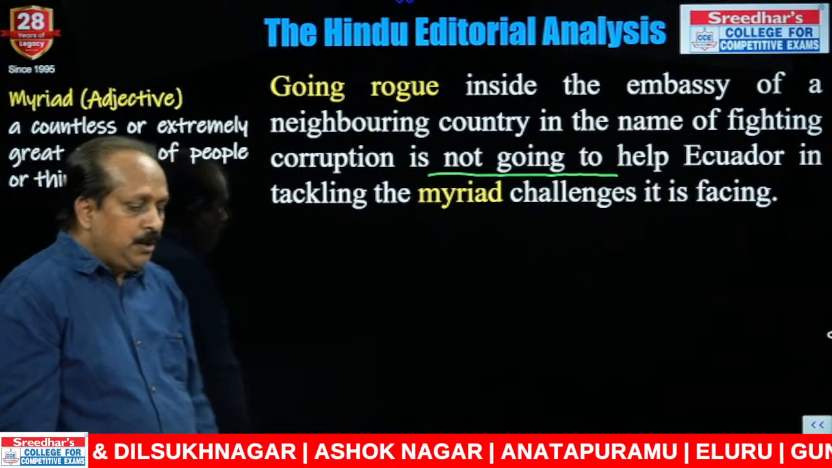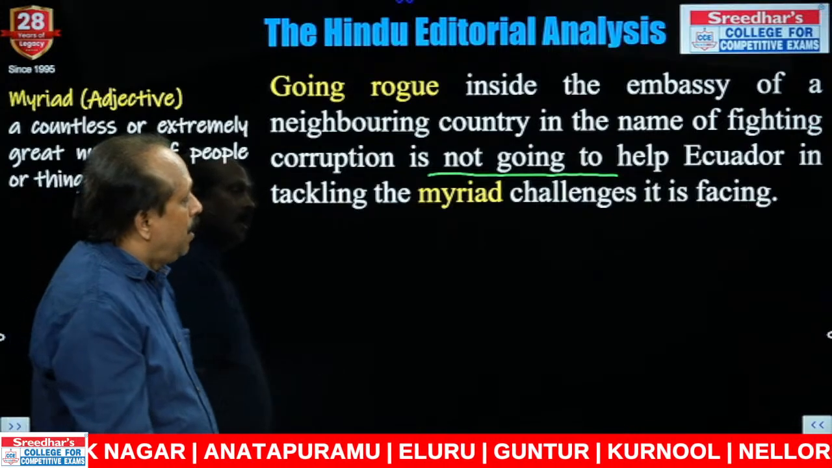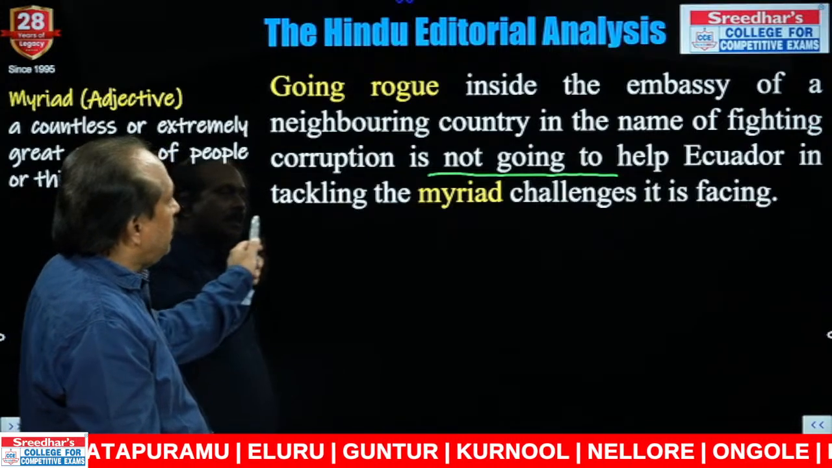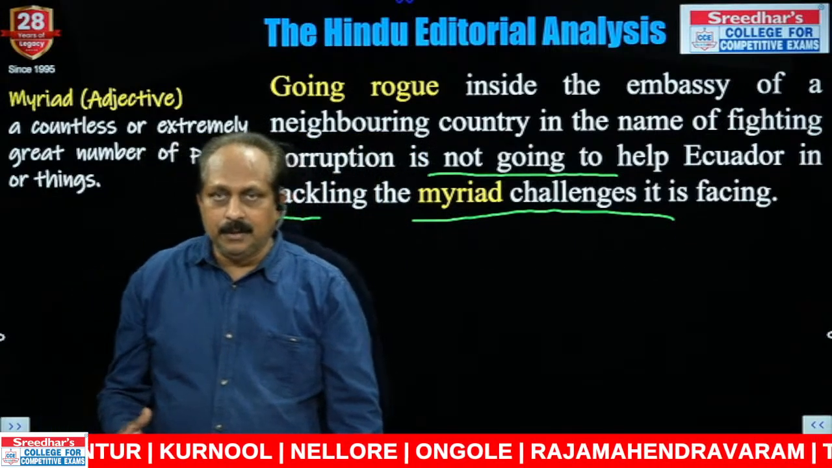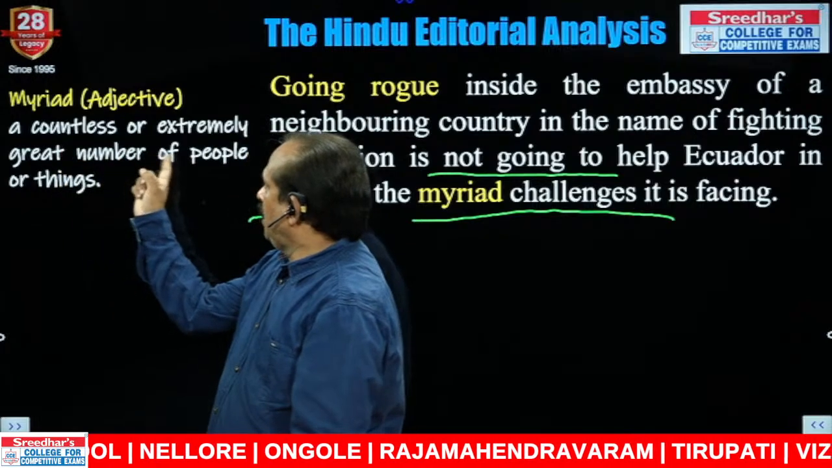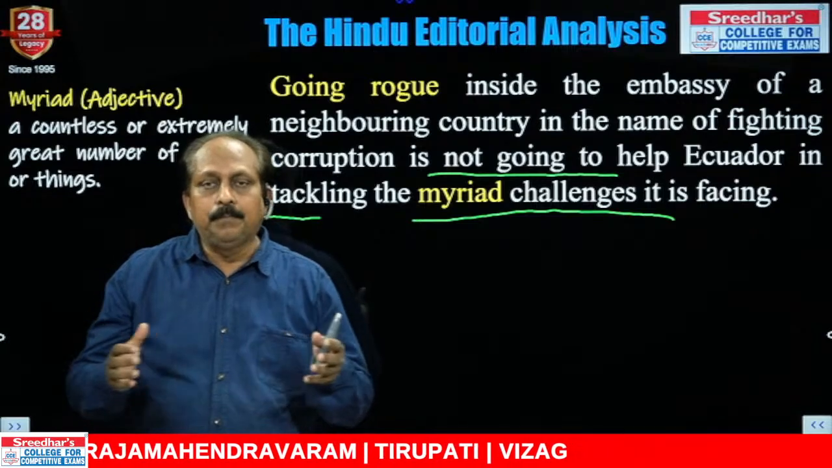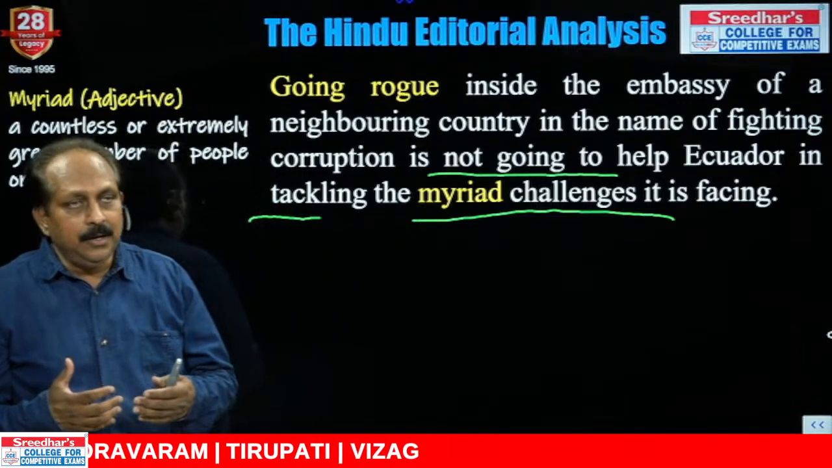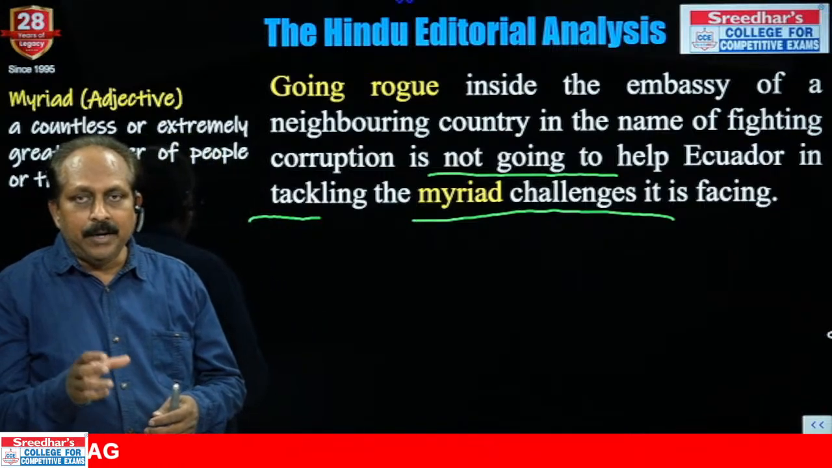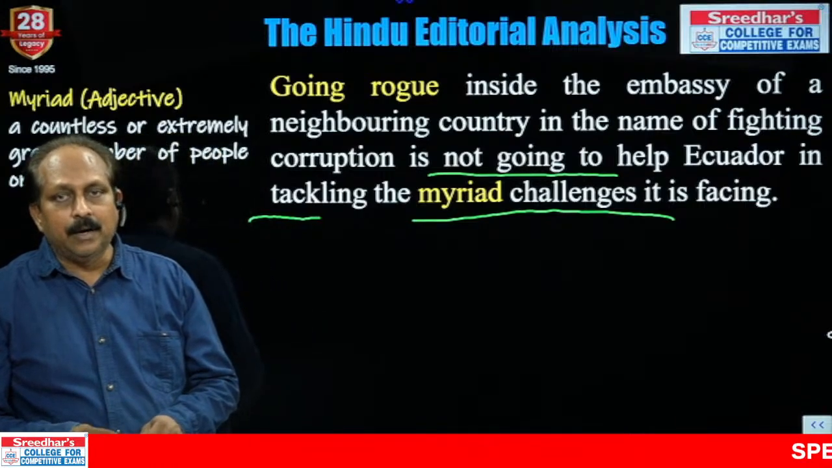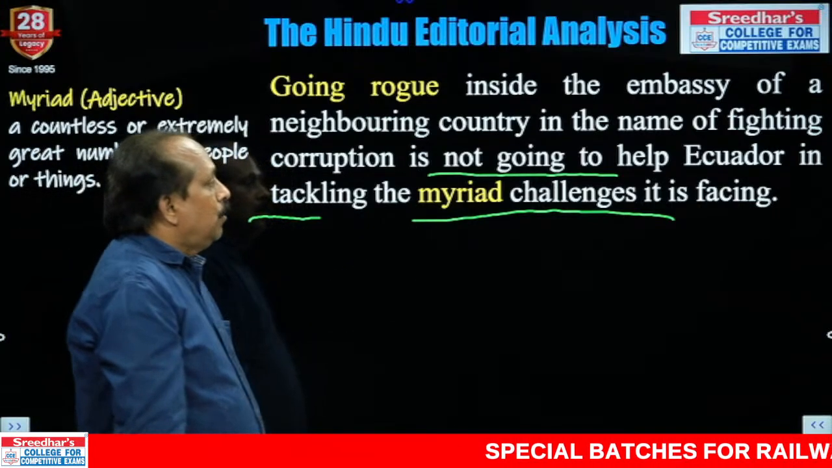Ecuador. Going to, an important expression. First, I'll read the sentence, then I will tell the importance of that. Is not going to help Ecuador in tackling the myriad challenges it is facing. Myriad means countless, many, a countless or extreme great number of people or things. The country is facing myriad problems, many problems, and at this stage, if it attacks the embassy of a country in the name of fighting corruption, that is not going to help the country. That's what it means. But here there is one important expression, going to.